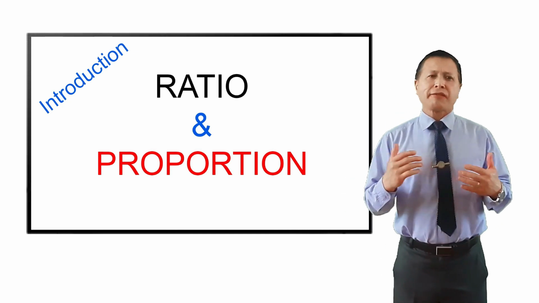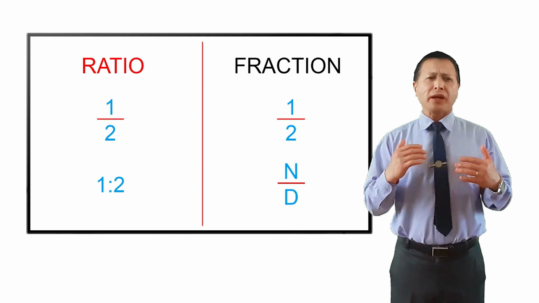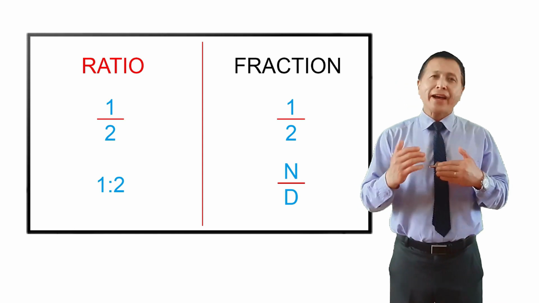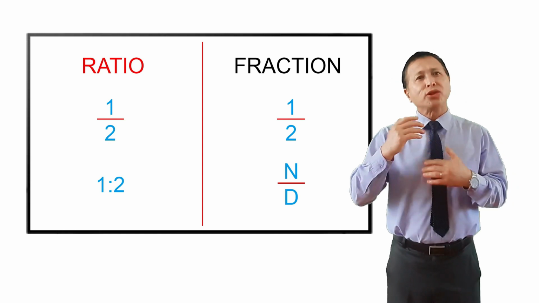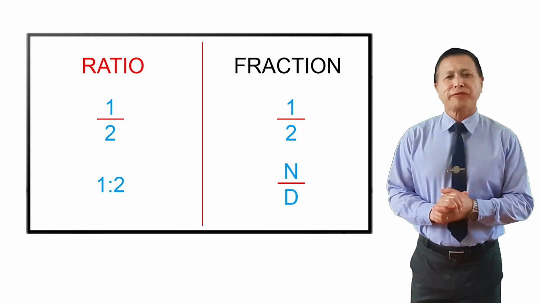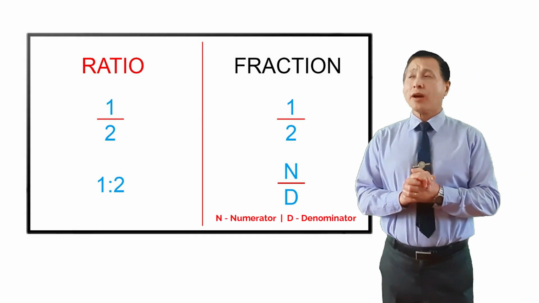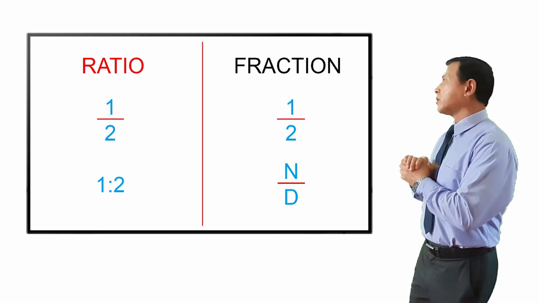Ratio is just like fraction. Fraction is simply the representation of parts of an object to the whole, whereas ratio is the comparison between two or more than two quantities. Fraction is expressed in the form of numerator and denominator. For example, 1 is the numerator and 2 is the denominator.